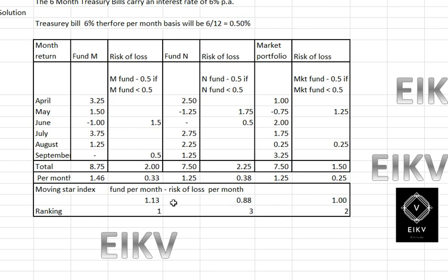So when we compare these three Morningstar indexes, the highest would be ranked as 1. Therefore fund M would be ranked 1, and the next one would be the market, which is 1, which is ranked as 2, and then finally it would be fund N, which is 0.83, which will be ranked as 3.